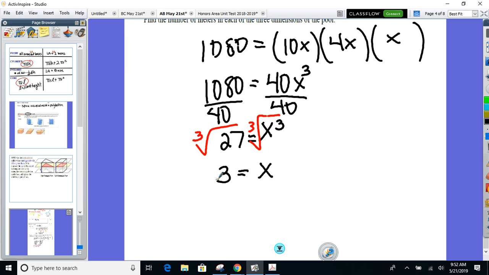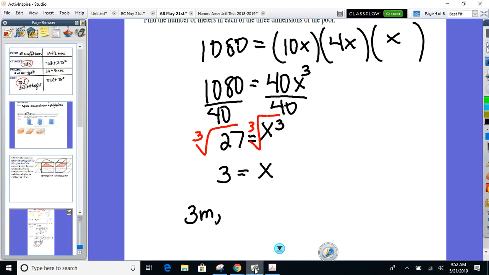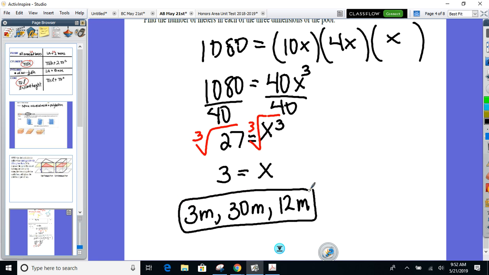Why not? That's just x. It said find all the dimensions. So x is 1 dimension, 3 meters. How about the other 2 dimensions for me? 10 times 3 is 30. And the last one there, Emily? 4 times 3, 12 meters. Great job. Good job, everybody. Anything else?